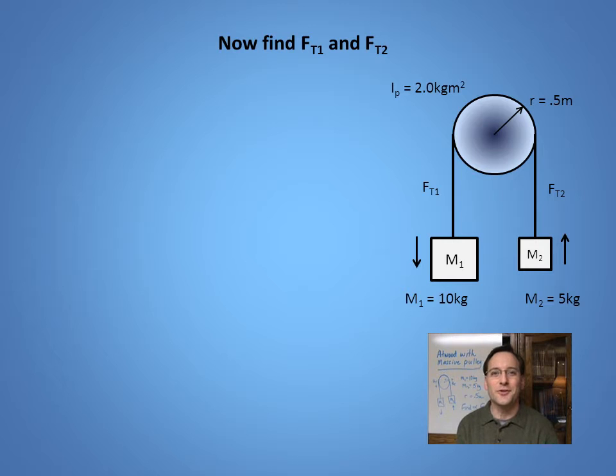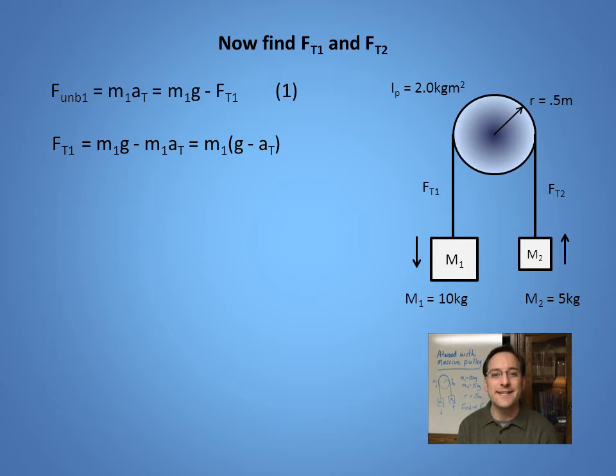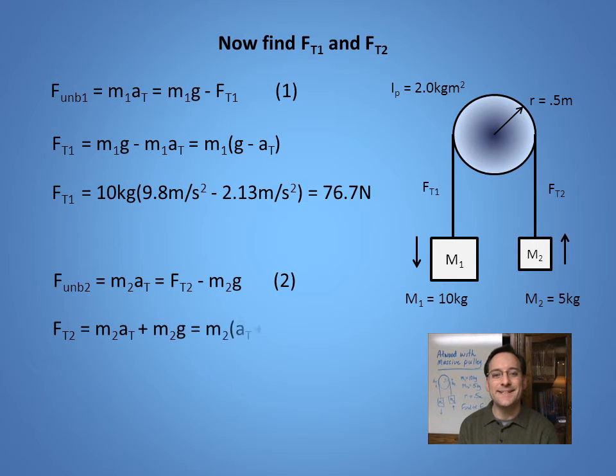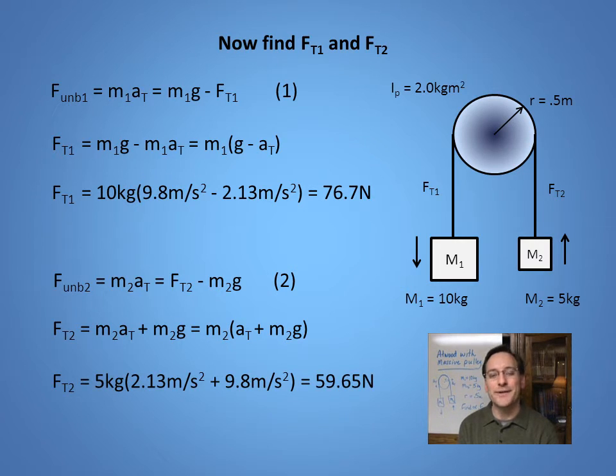Now we can solve for our two tensions, Ft1 and Ft2. To do that, we will go back to our linear force expressions. Ft1 is equal to M1G minus M1AT. I know all those quantities now, so I will just multiply M1 times that quantity G minus AT, and that'll give us 76.7 newtons. If I want to find Ft2, I will use that second linear force expression that we had. Ft2 is equal to M2AT plus M2G. Again, I know all those quantities, so I'll substitute all those numbers in, and I'll get 59.65 newtons.